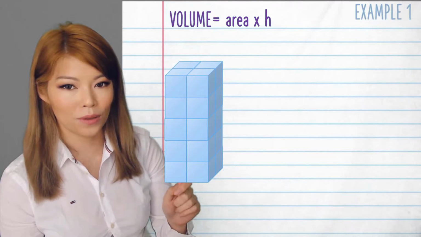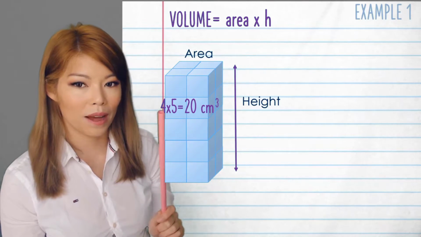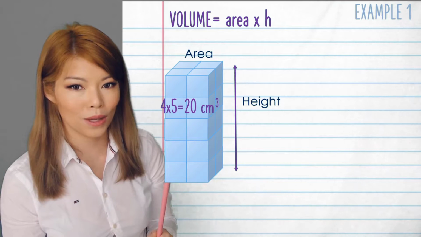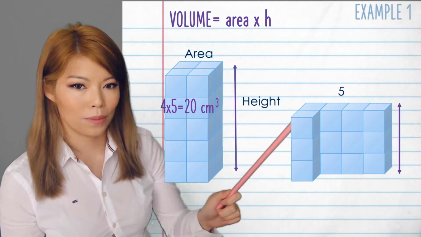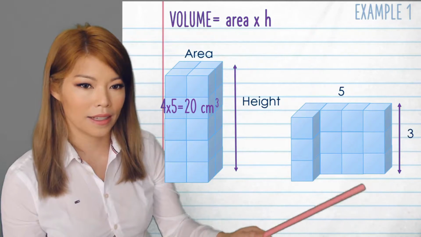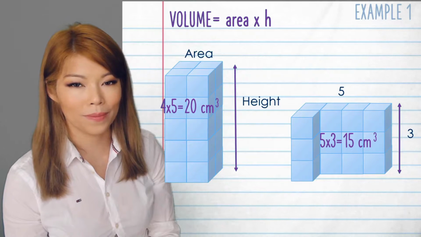So the area for this one is 4 and the height is 5. So we multiply them together to get 20 centimeters cubed. What about this one? The area would be 5 and the height is 3. So their volume is 15 centimeters cubed.